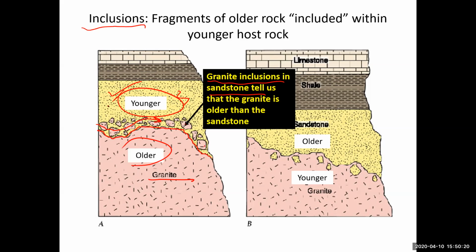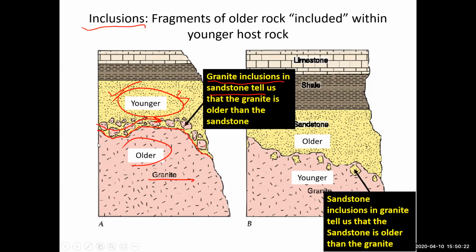What about the right-hand diagram? Well, superficially, they look alike, but it's actually the opposite over on the right. In this case, we have sandstone inclusions in granite. So what this tells us is that the sandstone was actually older and the granite came later. How might that happen? Well, what we're seeing here, this boundary right here, what's called a geologic contact, this contact is an intrusion. It's an intrusive contact.